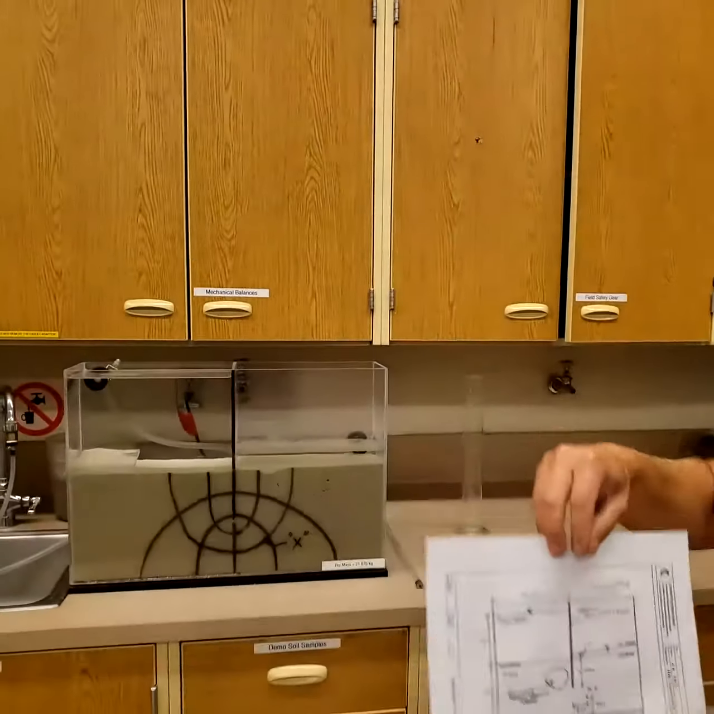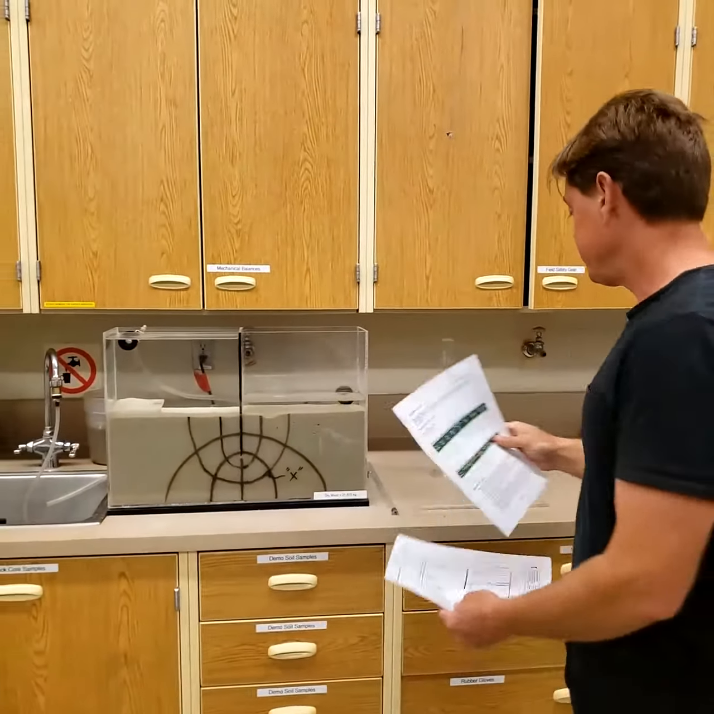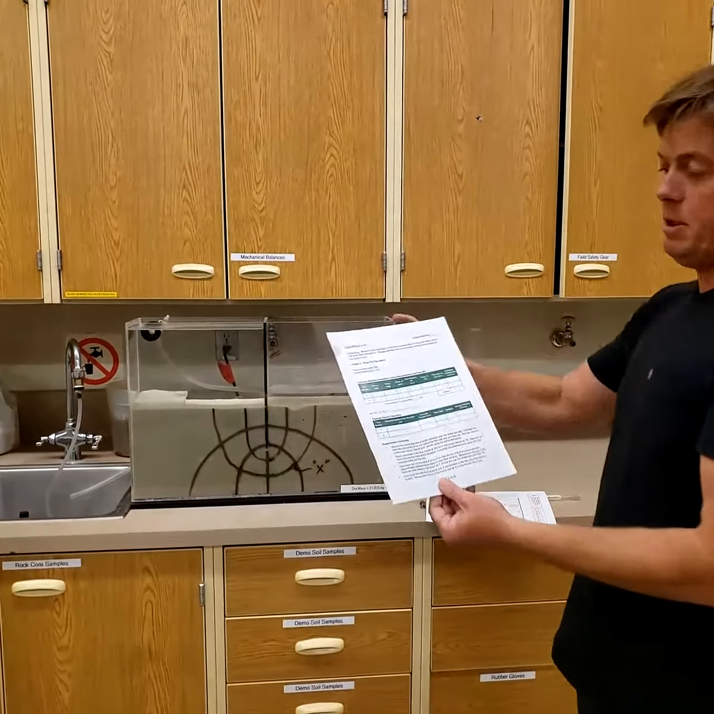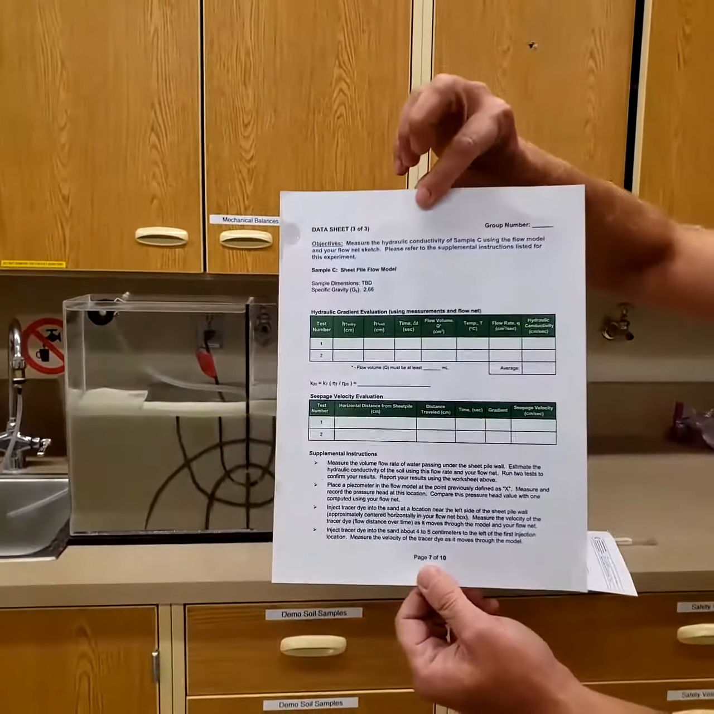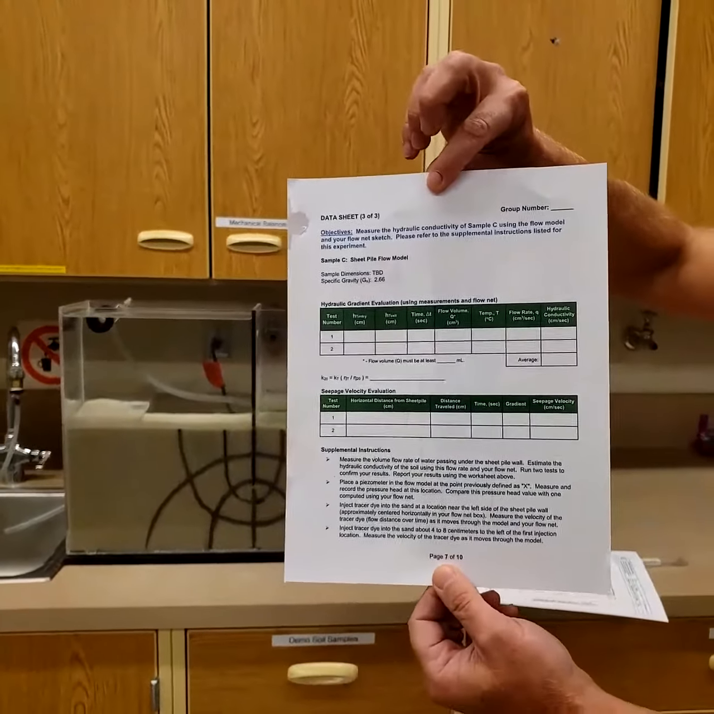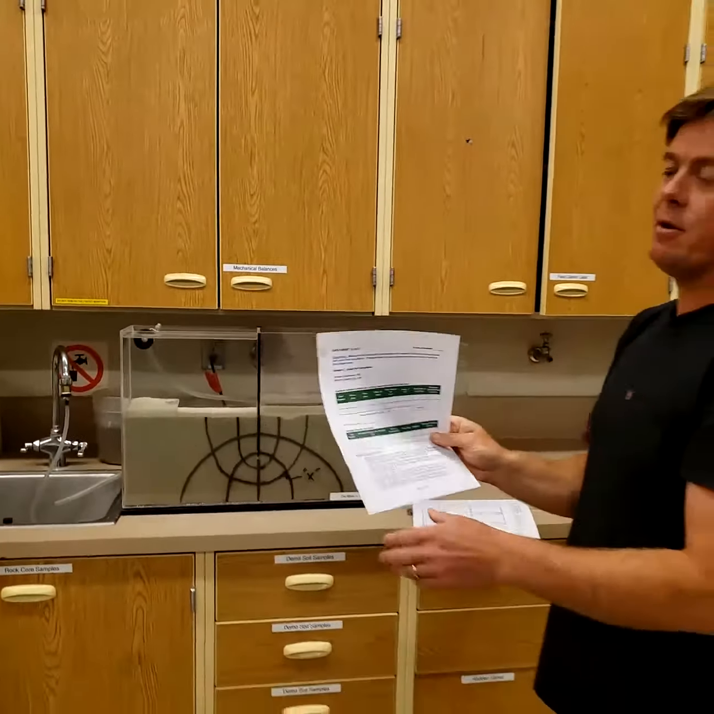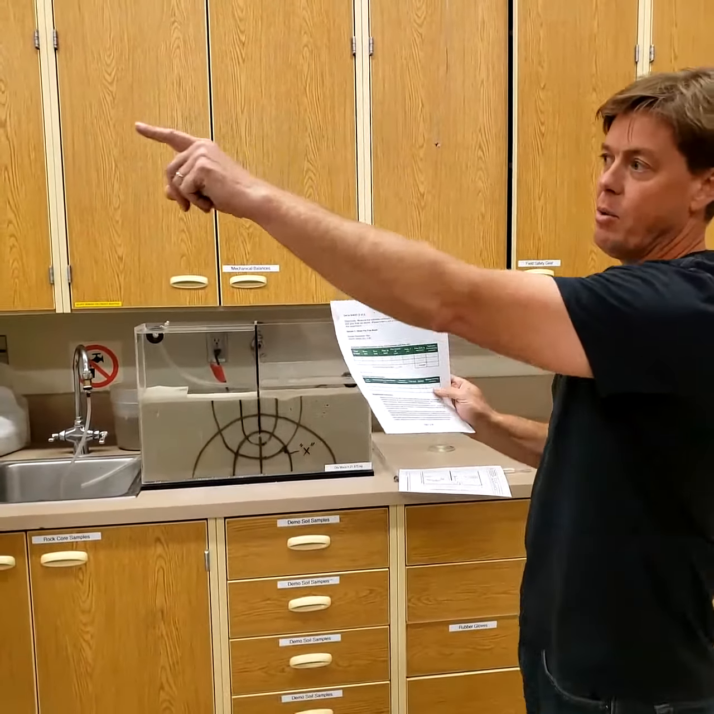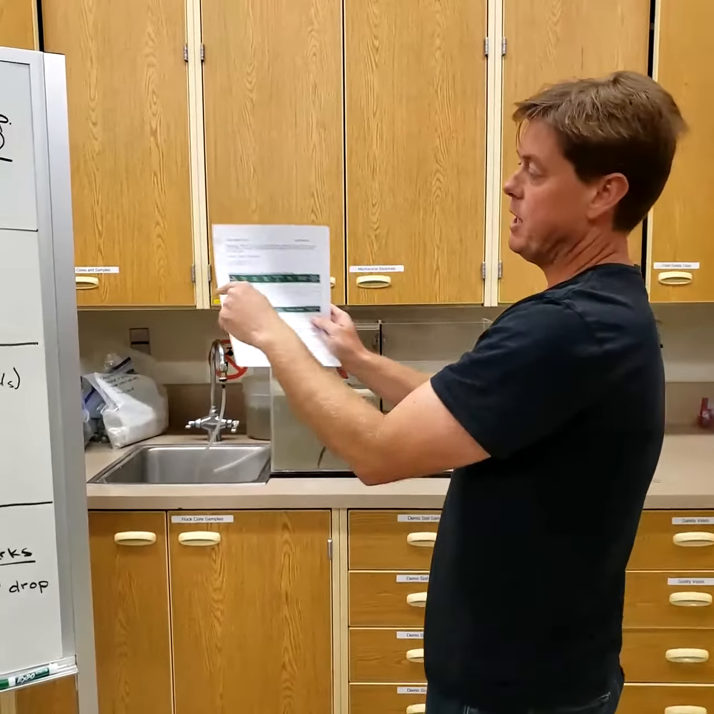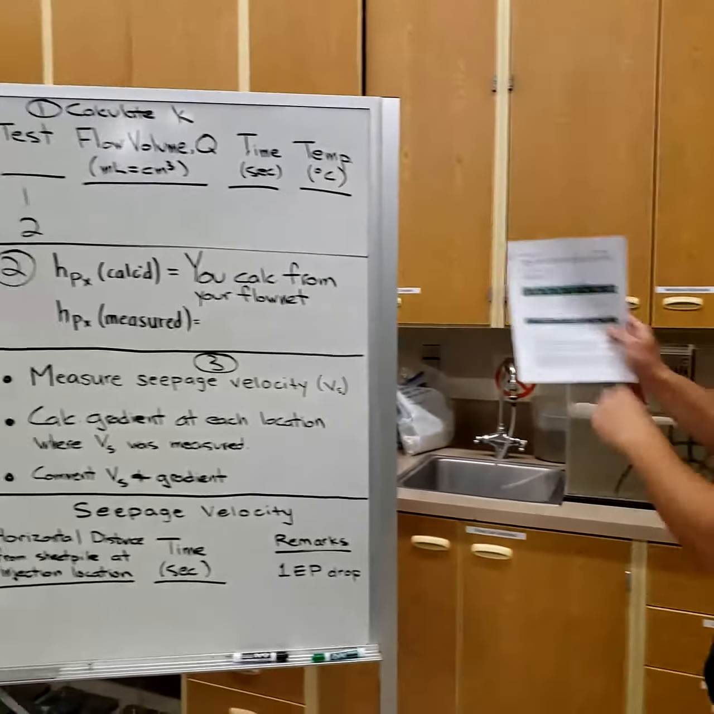And also have the data sheet that we're going to be using for the flow model. Have this one out because I'm going to refer to it as well. I'm going to write the data down on the board over here, and then you can transfer it onto the sheet.